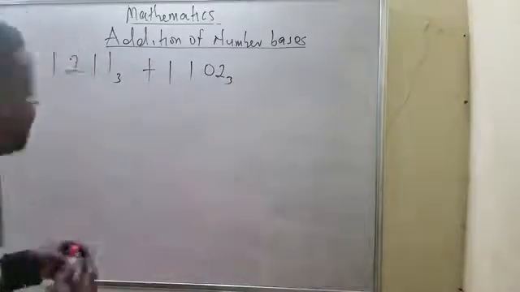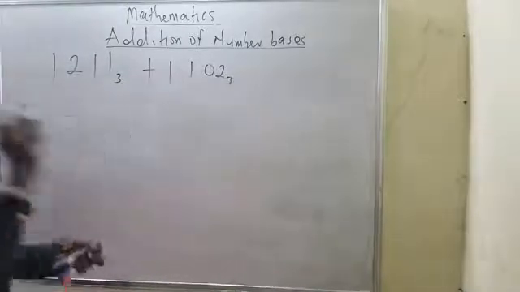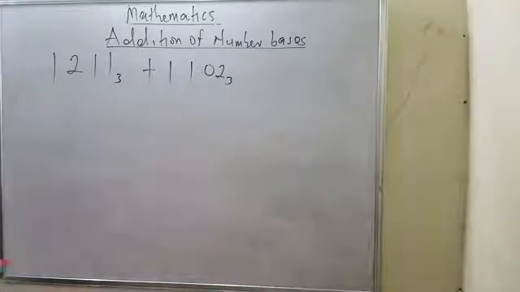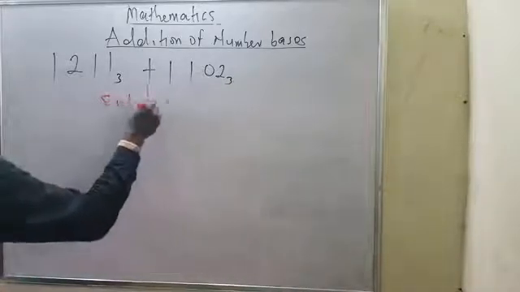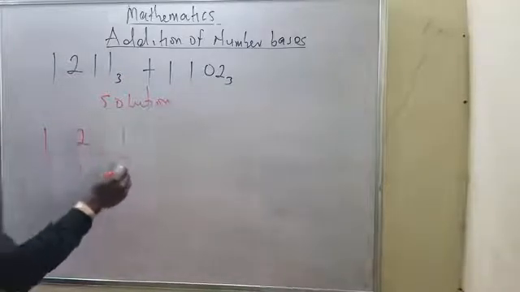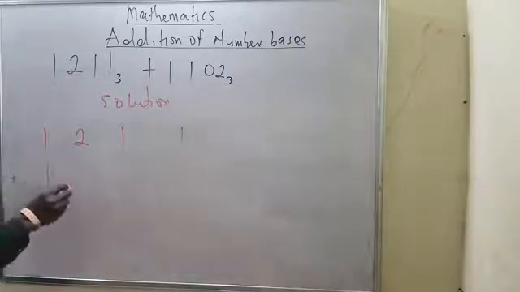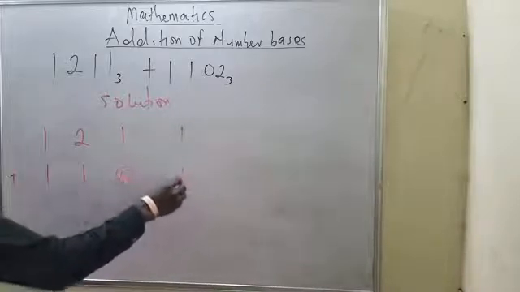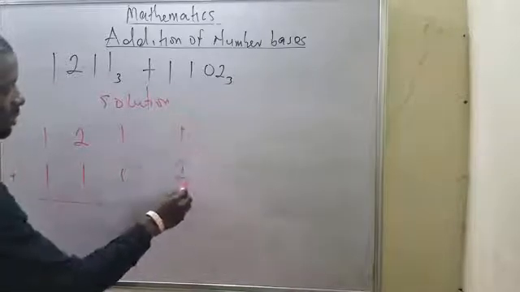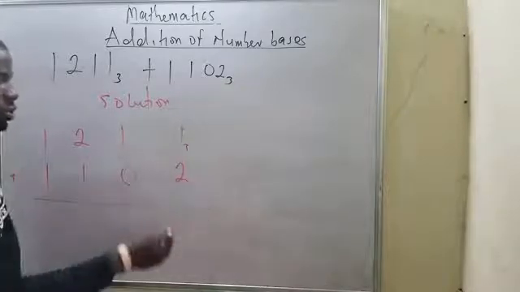Now, the first thing I will check is that they are in base 3. Very important. If it is not, there is a big problem. Now, the solution will be 1, 2, 1, 1. That is very good. I'm adding up 1, 1, 0, 2. They are in base 3. Very, very important. It's good to put the base just to show.